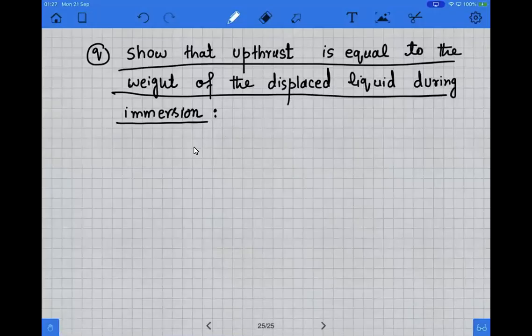This slide is about the relationship between upthrust and the weight of the displaced liquid. Before starting this topic, you need to understand one thing.